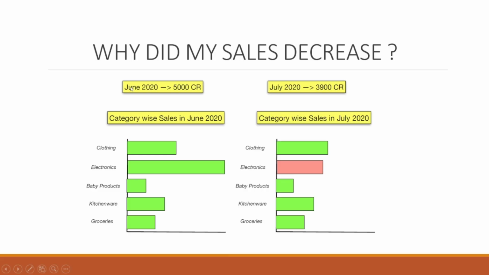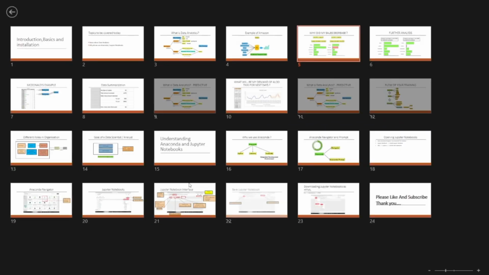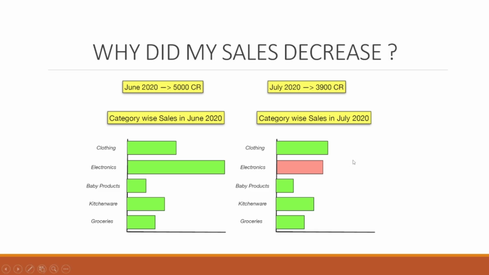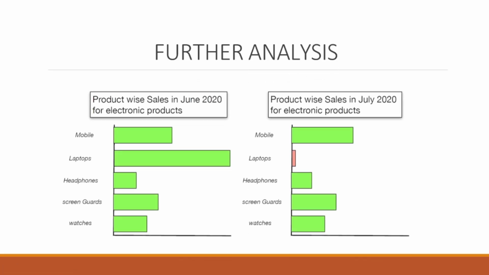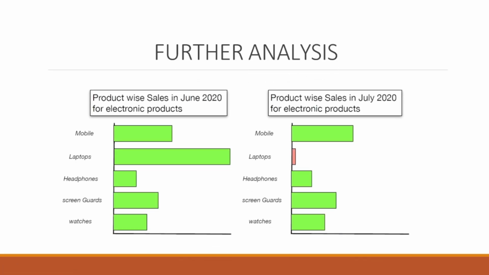Okay, here we have given this category wise data. Now we have to see in which category, the electronic category here we have to see for which product it is causing a loss.